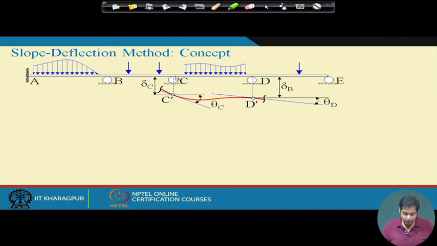So if we concentrate only on segment CD, there are 4 things that can happen. One is the rotation at C and rotation at D, and then settlement at C and settlement at D. Similarly, if we take segment BC or segment DE or any other segment, similar 4 things can happen: the rotations at the joints and the settlement of the joints.